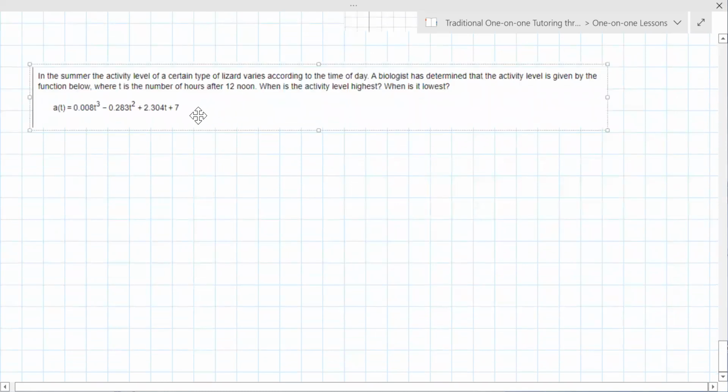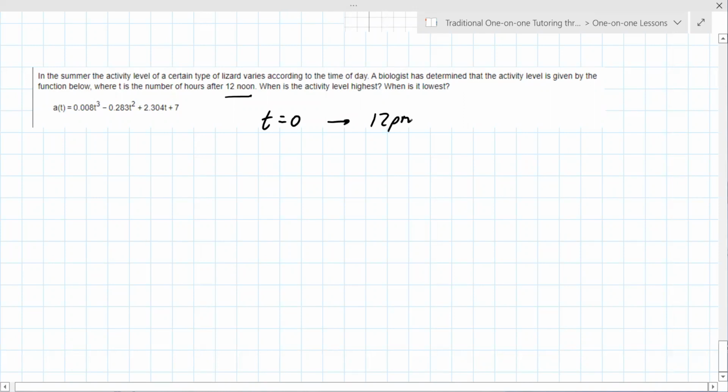Okay, in the summer, the activity level of a certain type of lizard varies according to the time of day. A biologist has determined the activity level is given by the function where t is the number of hours after 12 noon. When is the activity level highest? When is it lowest? So they're trying to say that t equals 0 corresponds to 12 p.m.